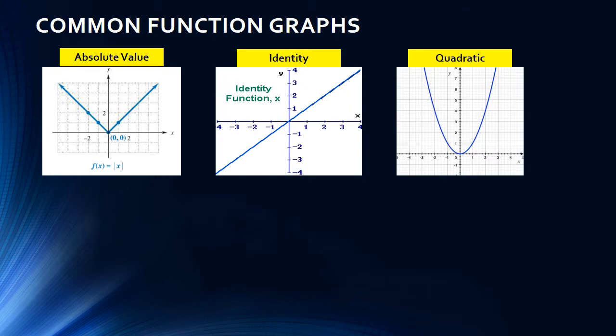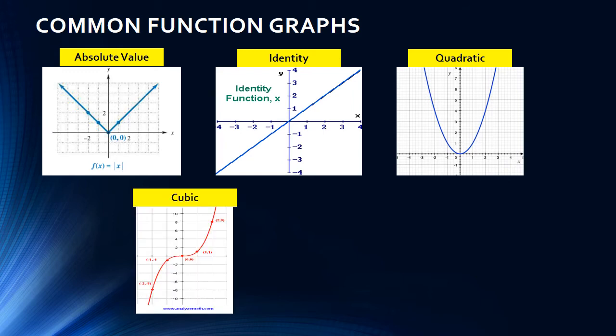Quadratic functions are when the largest power on the variable is squared. So this might be f of x equals x squared. A cubic function is when the largest power on the variable x, or any variable, is a 3. So the graph you're seeing here is x cubed. Y equals x cubed.